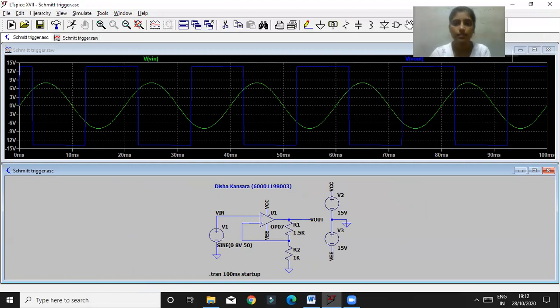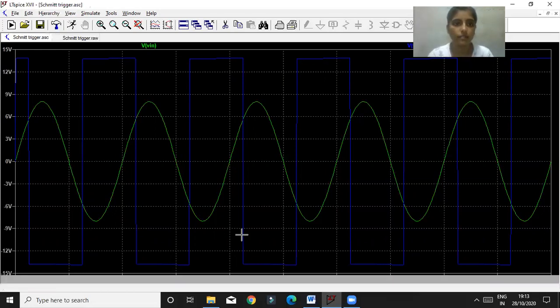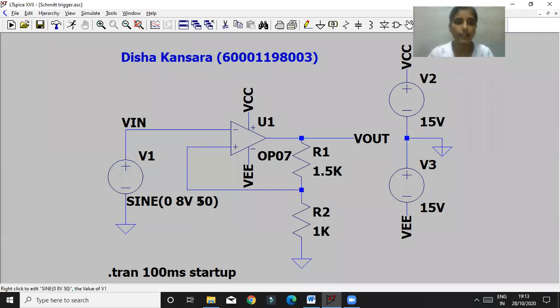So yeah, this is the output of the Schmitt trigger for the 50 hertz, where the input wave is my 8 volts, and I get the output waveform, which is across 13.87 volts. So yeah, this is for the 50 hertz.